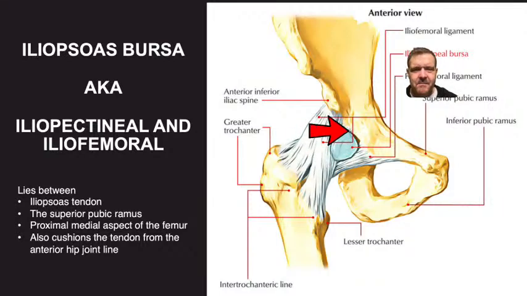And this may be an issue that you think is a labral problem because of where it's located. So we've got the iliopsoas bursa, which is also known as the iliopectineal and iliofemoral. Again, these are named after the location. Iliopsoas is basically where the psoas overlies. There's a muscle called pectineus, which I haven't had a look at yet, but that's in between the ilium and the pectineus. And then iliofemoral is just the ilium and femur region. So all of those are the same bursa.